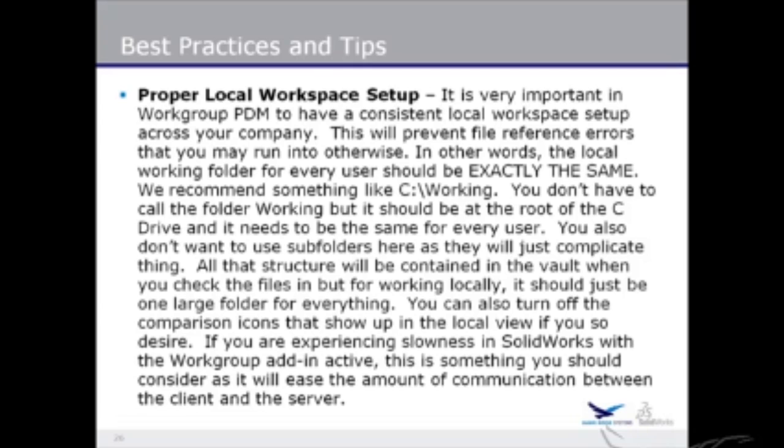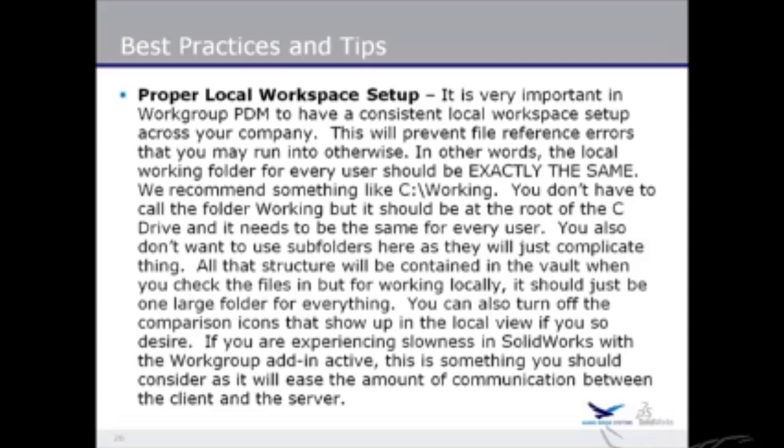So the absolute best thing to do is give everybody a working folder on the C drive. C working, C PDM working, C files, whatever you want to call it. I don't really care what the folder name is. It should be at the root of the C drive, and it should be the same on everyone's computer, because if it's C working, it doesn't matter if it's on Bob's computer or John's computer or Susan's computer, it's going to be the same path. So when you open assembly, it's looking at C working all the time. You're not going to have this confusion between computers.